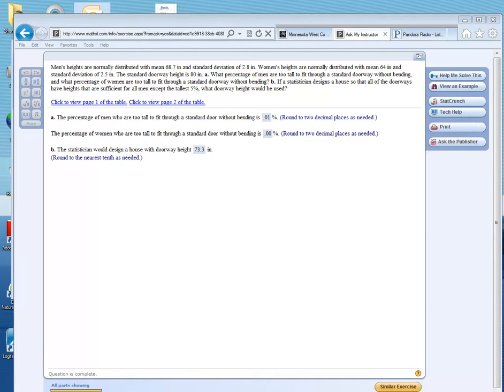Okay, so the problem tells us that we have men's heights with an average of 68.7, standard deviation of 2.8, whereas women's heights have a mean of 64, standard deviation of 2.5. We're dealing with a doorway that's 80 inches. And what we want to know is what percentage of men are too tall to fit through, and what percentage of women are too tall to fit through.